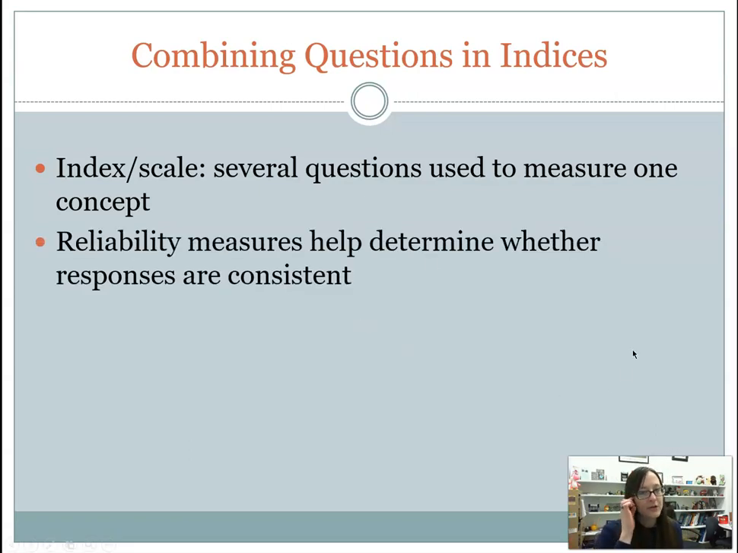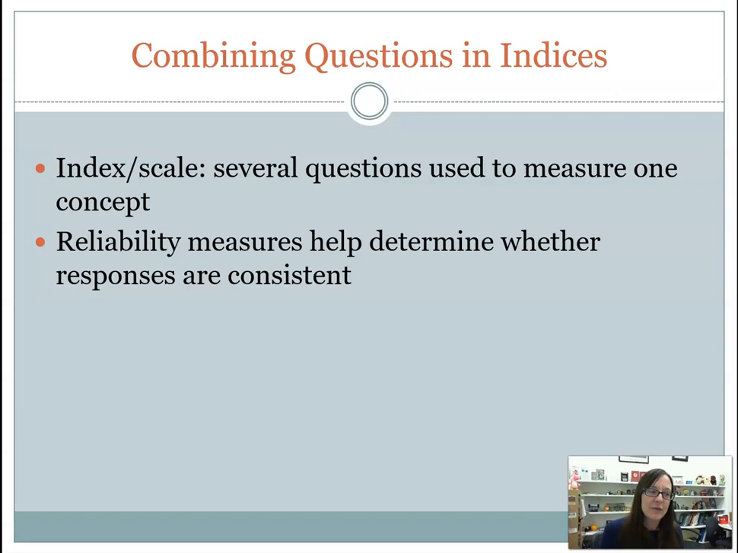And so then you would use reliability measures to help figure out whether the responses are consistent, because you want to make sure that if somebody is high on something like impulsivity, then they're going to answer all these questions yes, let's say. So reliability measuring will be making sure that most people are either answering all yes or all no.